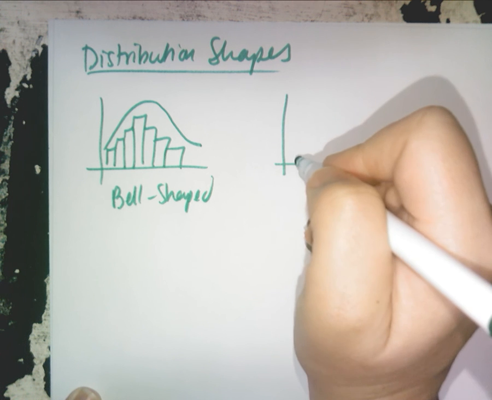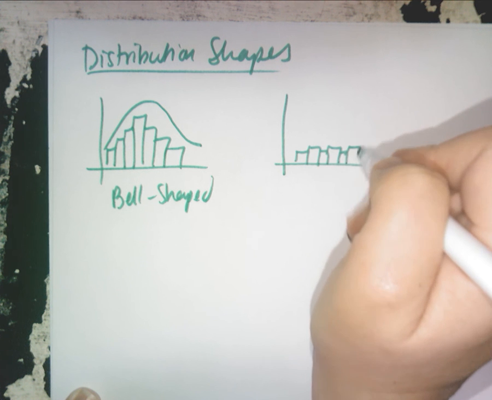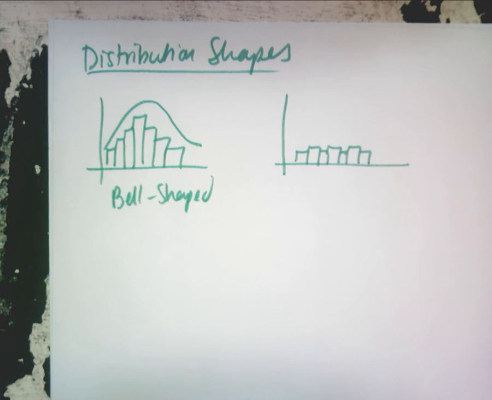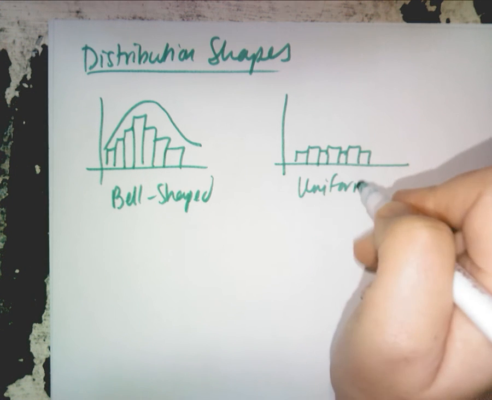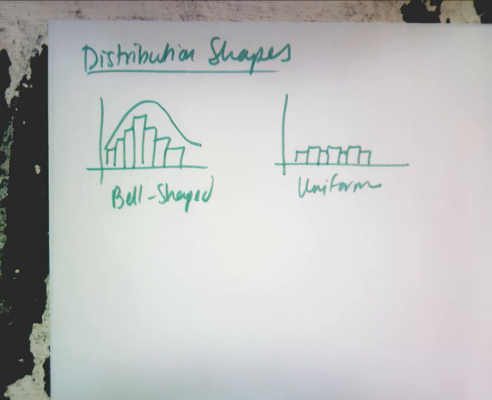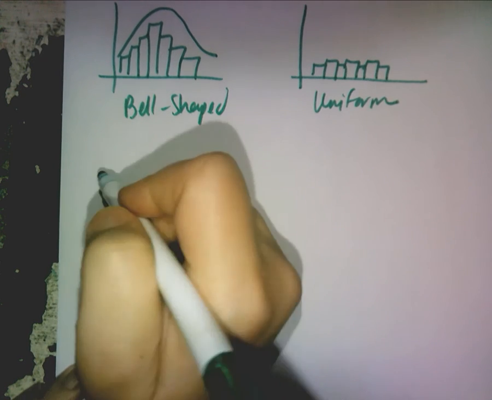If your graph looks like this, where they're all kind of looking like they're leveling off, that's called a uniform shape. Okay? These two are important.